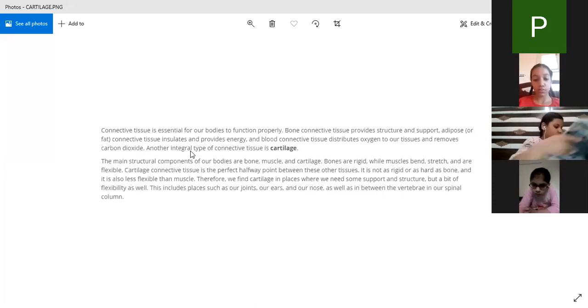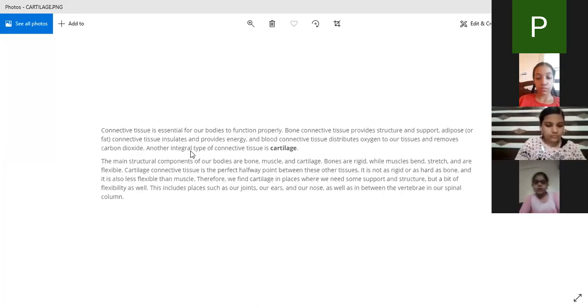Another integral type of connective tissue is cartilage. Yes. Now they are saying connective tissues are the type of tissues with which our body parts are connected with one another. So first they have given about bone. Bone is a connective tissue which gives the shape and structure and support to our body.